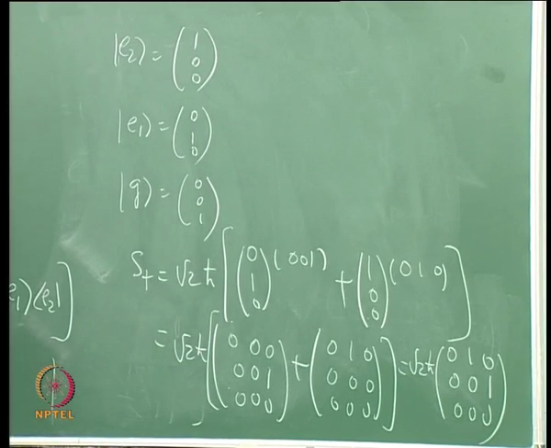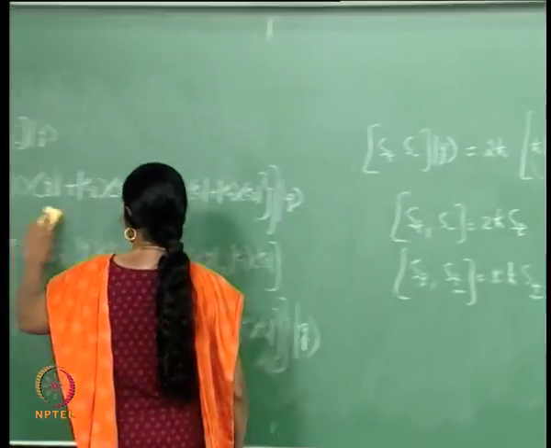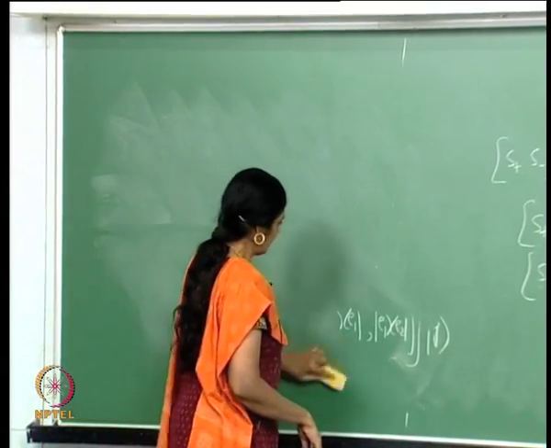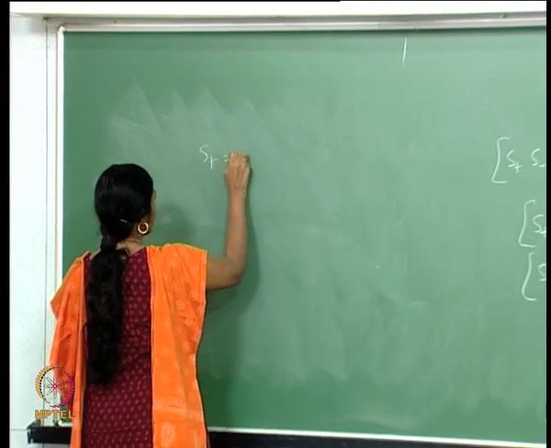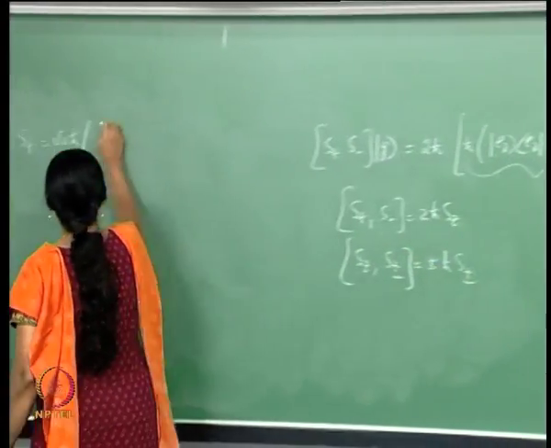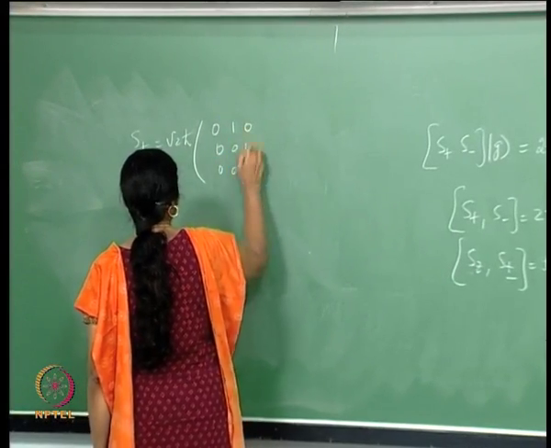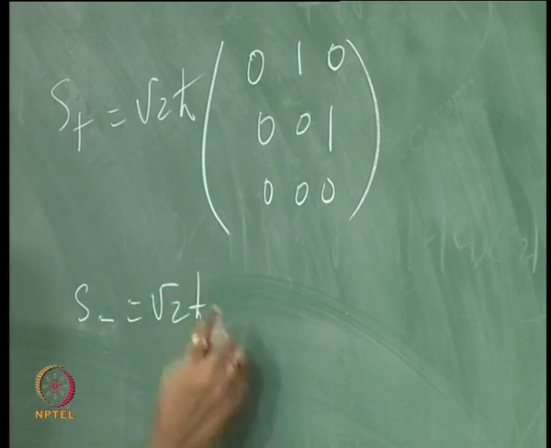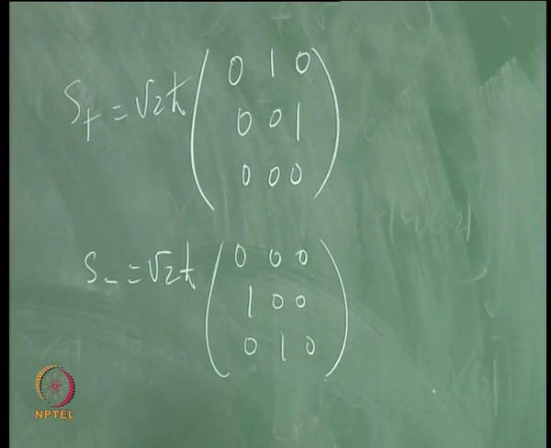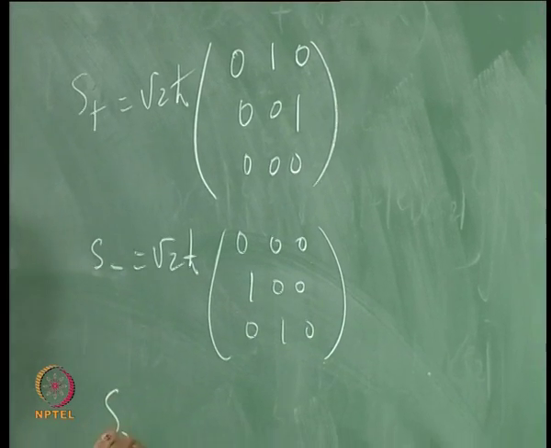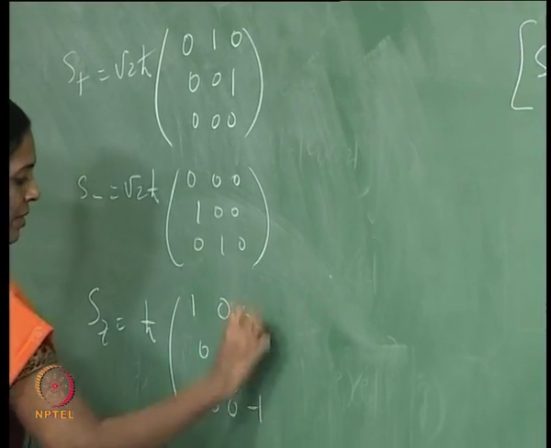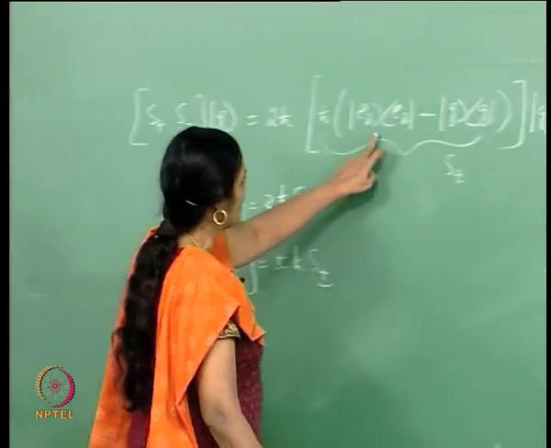S minus is S plus dagger. You could do that explicitly, or you could simply take the dagger of that matrix that I have just now got. So, I have the following: S plus is root 2 H cross 3 by 3 matrix with 1 sitting here and there. S minus is root 2 H cross 0, 0, 0, 1, 0, 0, 0, 1, 0. I can work out Sz and I will just get H cross with 1, 0 and minus 1 on the diagonal, because this is my definition of Sz.